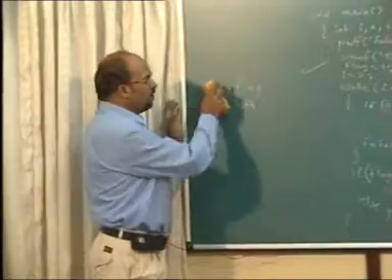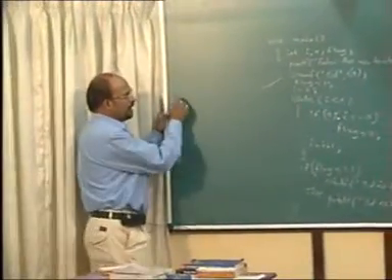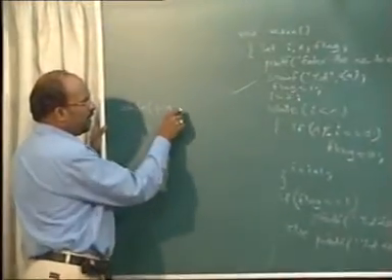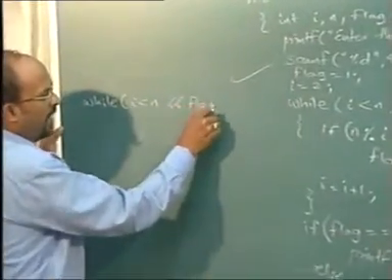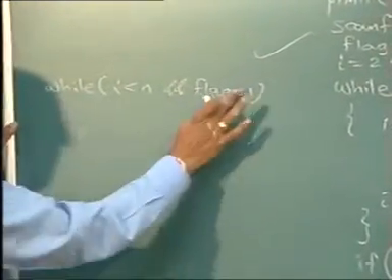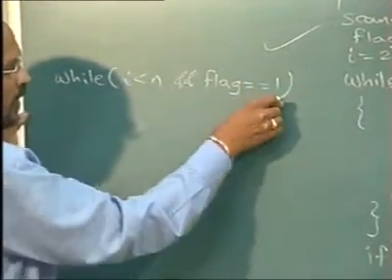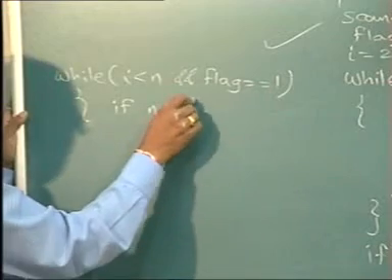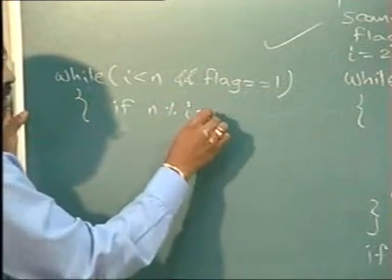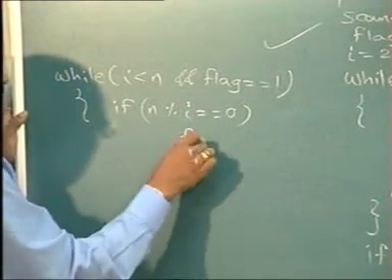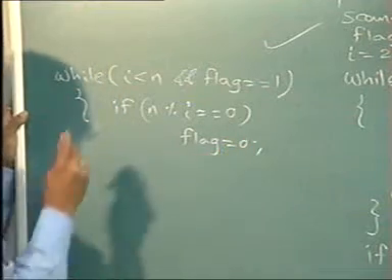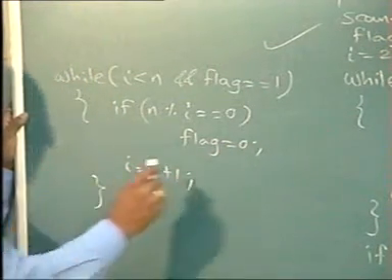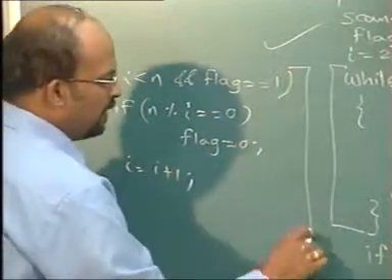We will do it in this way, saying that while i is less than n and flag is equal to 1, if n % i is equal to 0, flag equal to 0, else i equal to i plus 1. So this while loop I am replacing by this.